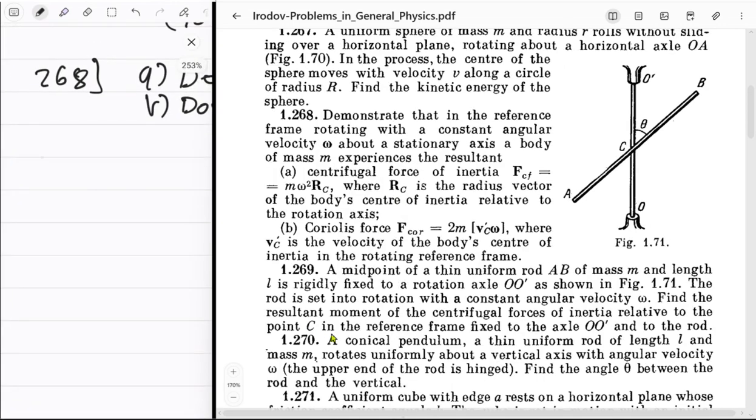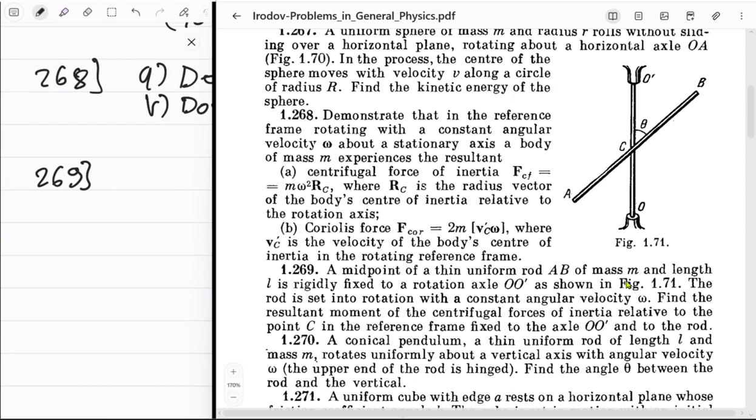269. A midpoint of thin uniform rod AB of mass m and length L is rigidly fixed to the rotation axis OO dash as shown, Figure 1.71. The rod is set into rotation with a constant angular velocity omega. Find the resultant moment of the centrifugal forces of inertia related to the point C in the reference frame fixed to axis OO dash and to the rod.